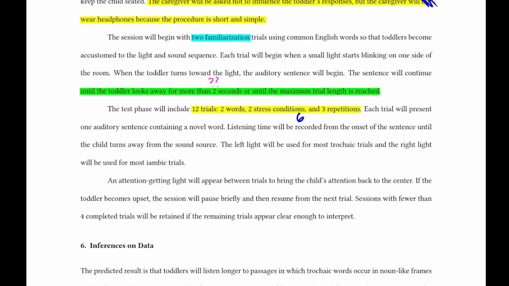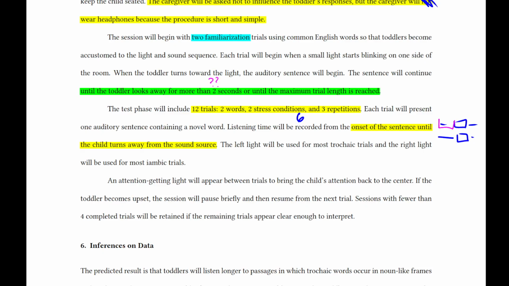Listening time will be recorded from the onset of the sentence until the child turns away from the sound source. Again, these words are not at the beginning. They're either in the middle of the sentence or close to the end of the sentence. So if they're being recorded from the onset of the sentence, what does this really tell us? We don't know how long each sentence is. The sentences could vary in length.